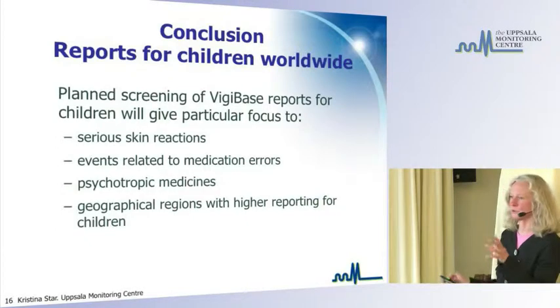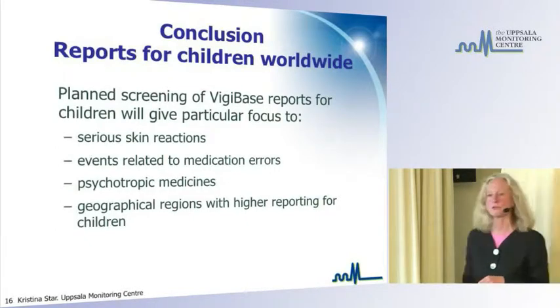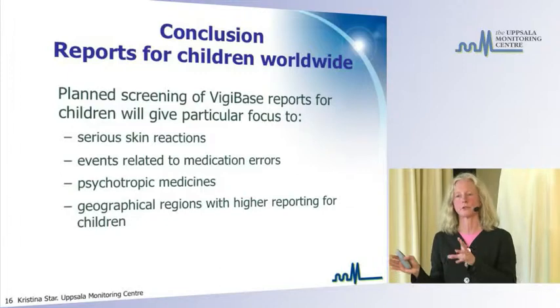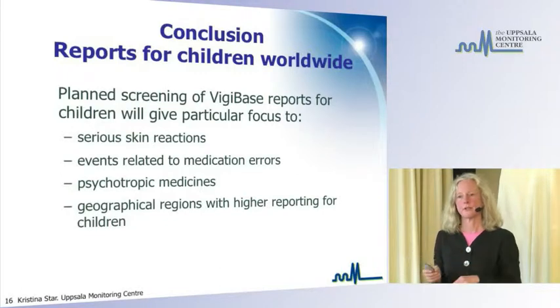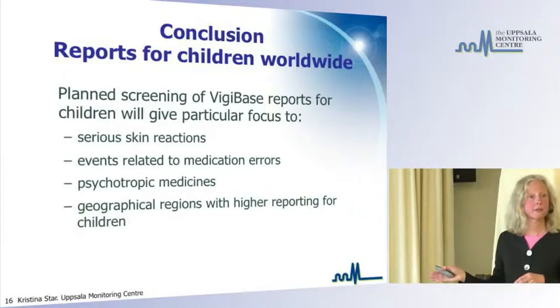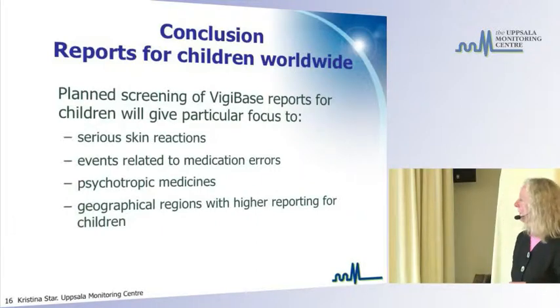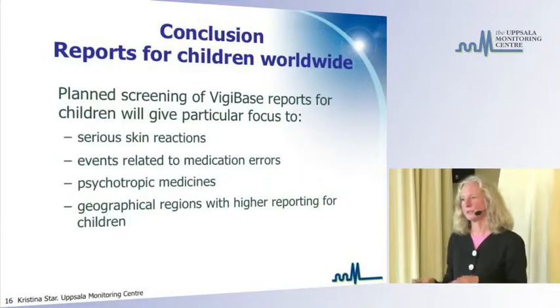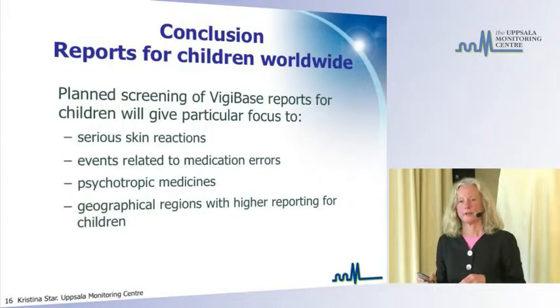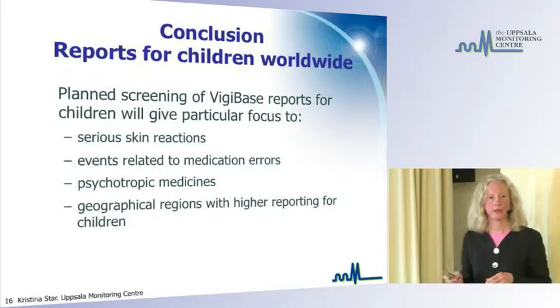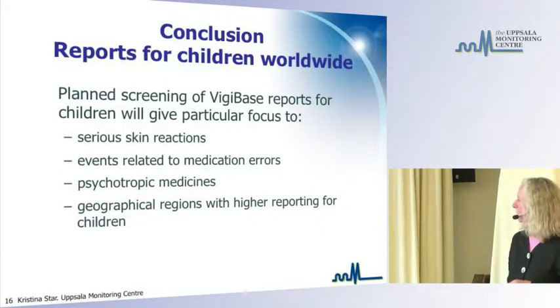So that's why we wanted to focus on those areas, and also the psychotropic medicines in general. So the older children commonly use medicines, but they're not always labeled for teenagers. It's actually a lack of medicines for teenagers with psychiatric problems that often occur during these ages. Then we want to go deeper into how to deal with geographical regions with a higher proportion of child reports.